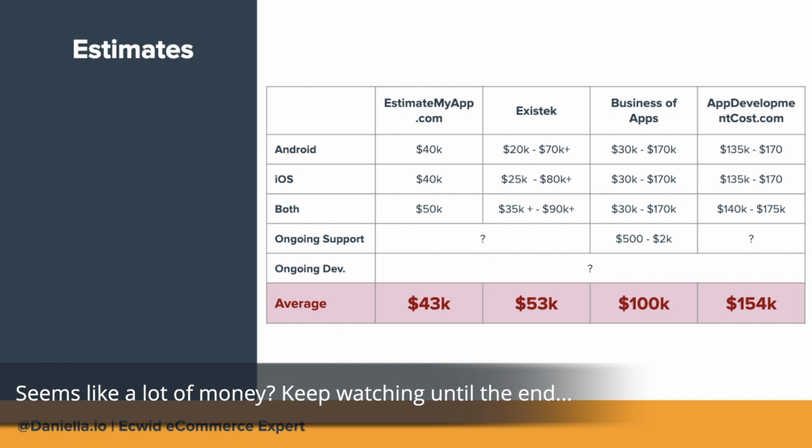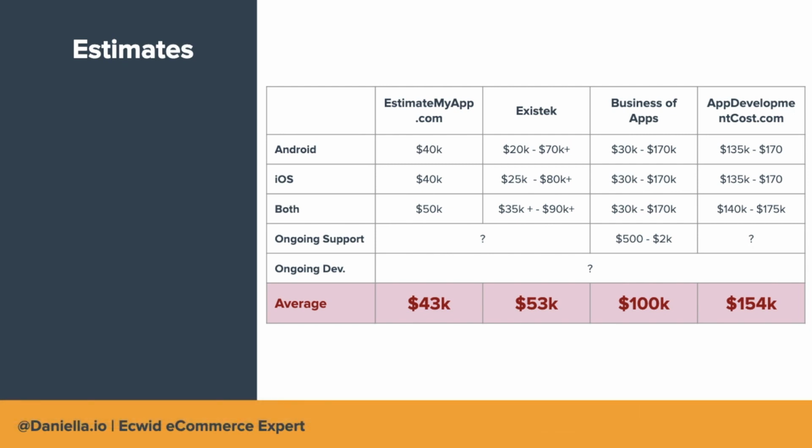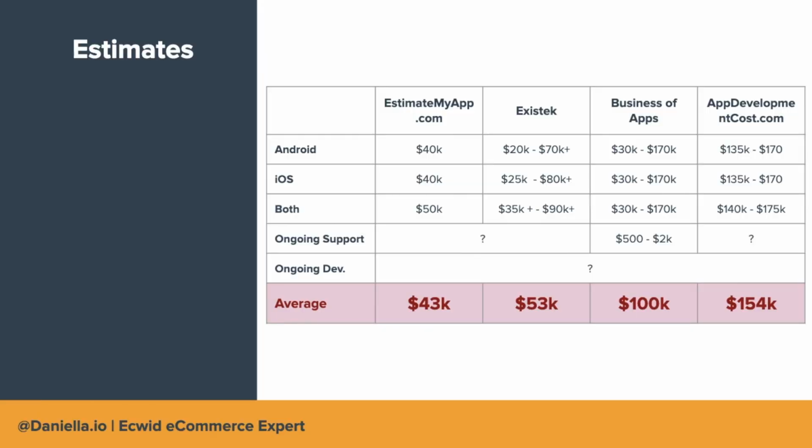And then, of course, ongoing support and ongoing development are extremely important to take into consideration. And some of these websites didn't take that into consideration. And it's understandable. It depends on the hourly rate of who you're working with and other specific features that you might need. So just as a general idea, an e-commerce app costs between $43,000 and $154,000 on average.